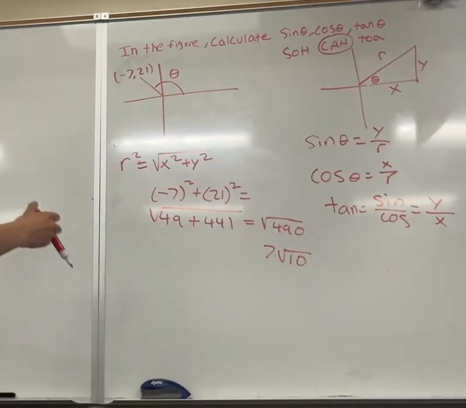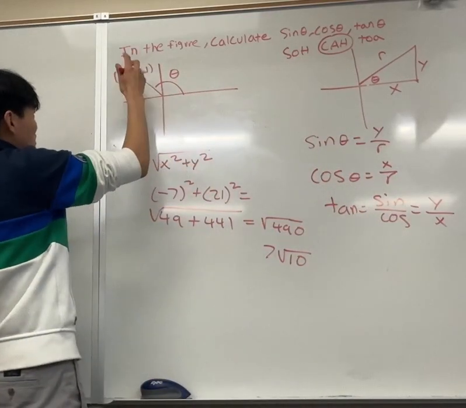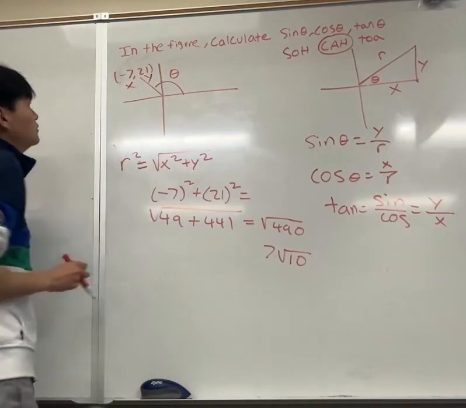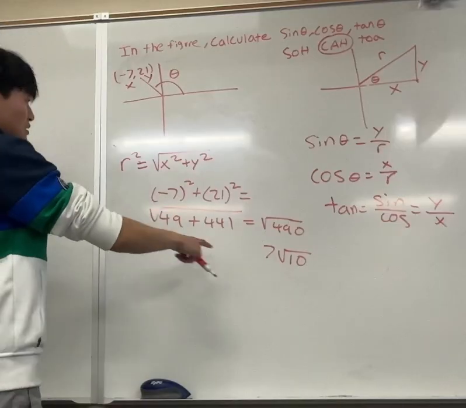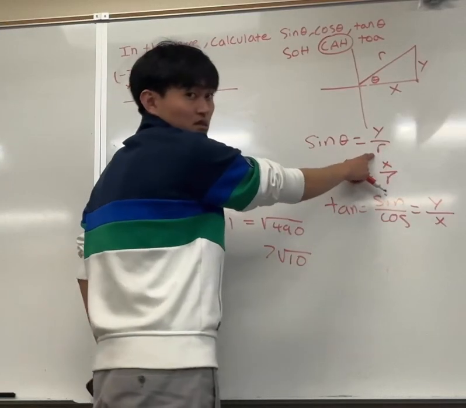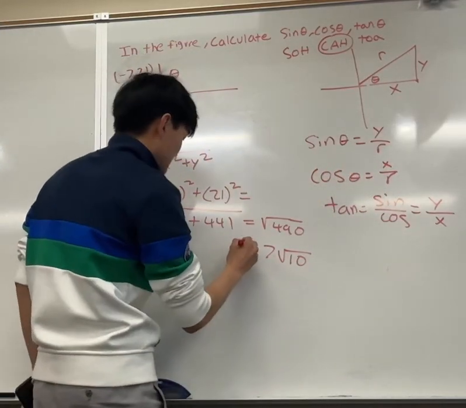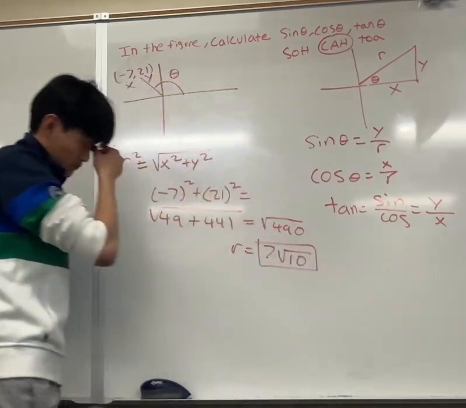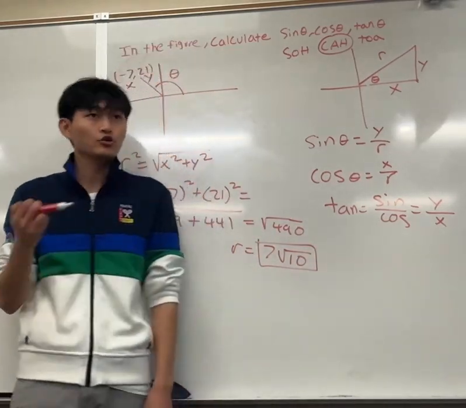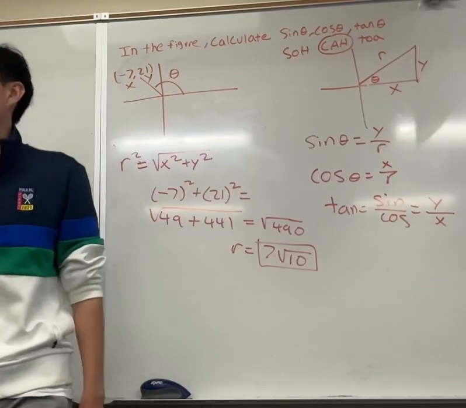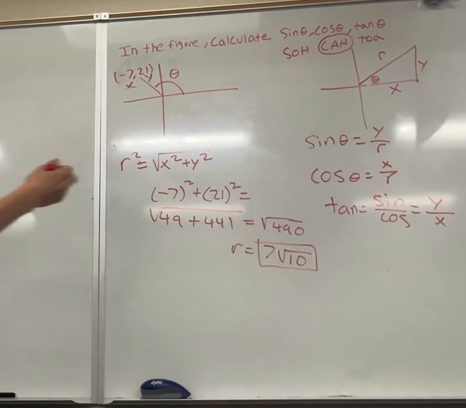So now we have all the information, because we have an x and y here. We call those rectangular coordinates. And now we just have to plug it into these formulas. Do we know what r is? Yes, we just solved for it. It is 7 rad 10. That's my r. Are you okay? Okay, so now plug it in.